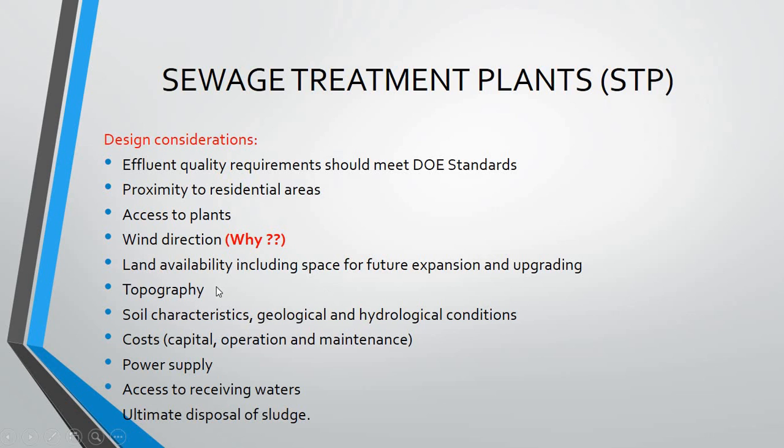The topography is one of the crucial factors, because the flow of wastewater will be affected by the topography, soil characteristics, and the costs. The power supply, of course, should also be considered, and finally the ultimate disposal of sludge.